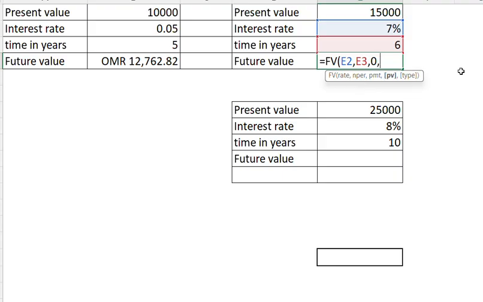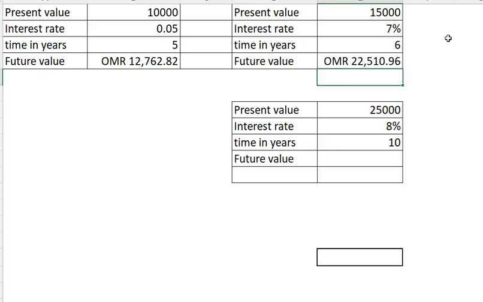Again comma. Then remember you have to press minus. If you don't press minus, the formula will show an error and you will not get the answer. So you have to press minus. After that PV, that is present value. Click on the present value. Then again, it is clearly mentioned in the formula, comma. Again the type you will take 0. Close the bracket, press enter. So this is your future value.